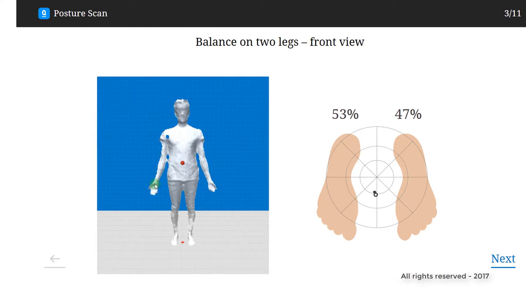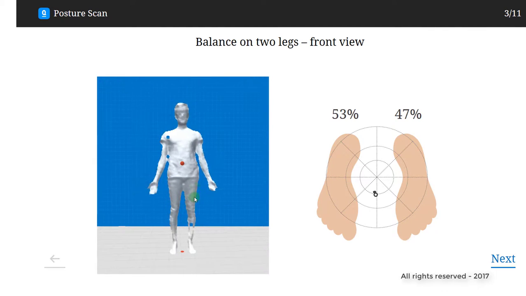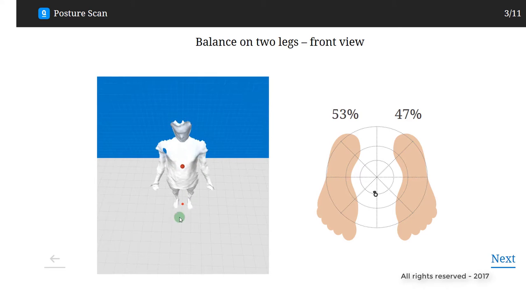Thanks to the fact that the person's hips are so far forward, the center of mass also falls forward in relation to the feet. There was a slight tendency for the body weight to be towards the right-hand side, hence 53-47, but that could not be considered significant.